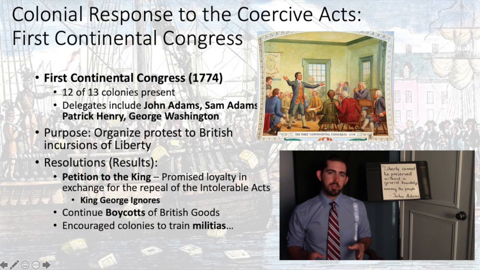In addition to the petition, the First Continental Congress also resolved to increase economic boycotts of British goods, and it encouraged all colonies to set up and train militias that could be ready to defend the colonies on a moment's notice.